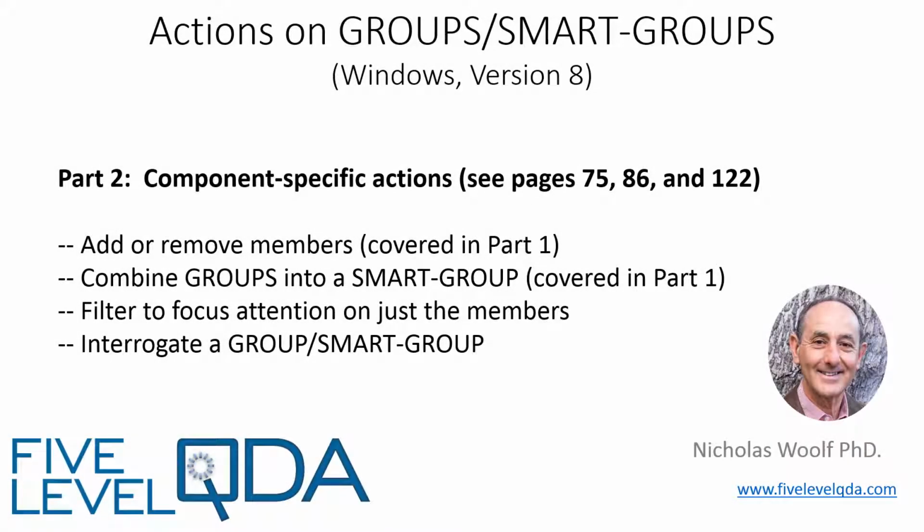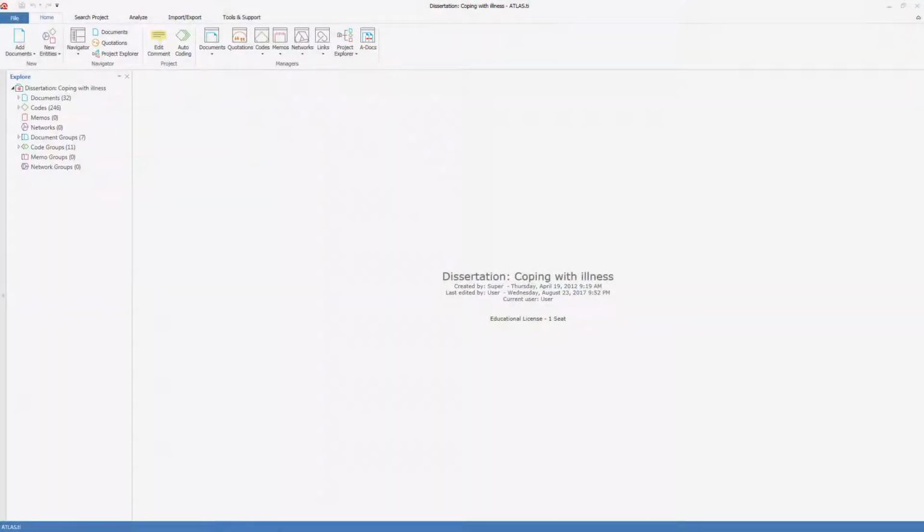In part 1, we discussed creating groups and adding members, and combining groups into smart groups. Here we demonstrate filtering and interrogating. I'll begin with demonstrating filtering. In part 1, we constructed groups and smart groups using documents.